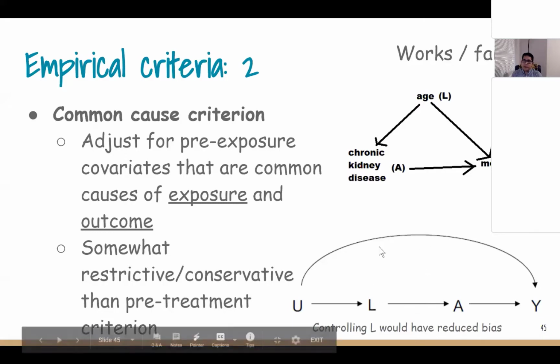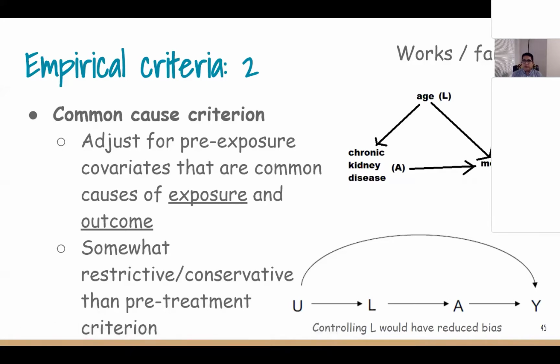But in this DAG, as you can see, you will have this L variable that is impacting your treatment, and this U variable that is impacting your Y, and that is impacting your L. So in DAG terminology, whenever you have a U variable, that usually means that that variable is an unmeasured variable.